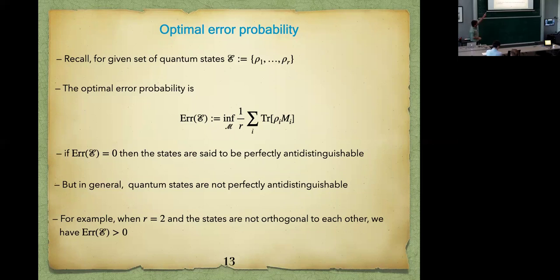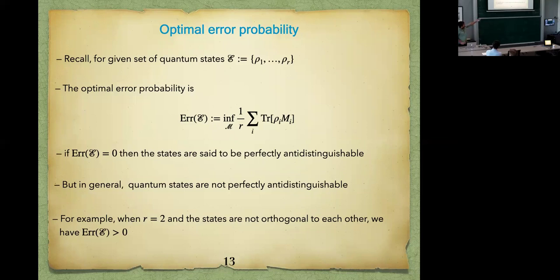If the optimal error is 0, then the states are said to be perfectly anti-distinguishable, meaning without any error you will be able to give a state which is not the true state of the system. But in general, states are not perfectly anti-distinguishable. A simple example is the R equal to 2 case, where anti-distinguishability is the same as distinguishability: when you say this is not the true state of the system, the other one is the true state. So you're answering the same question when R equals 2. Things start to get interesting when R is greater than 2. That's when the distinction comes.